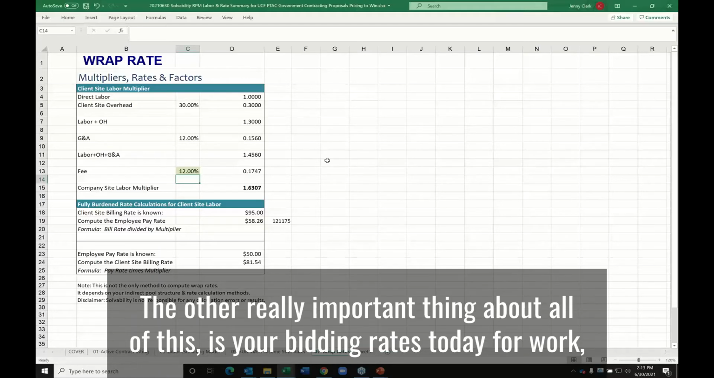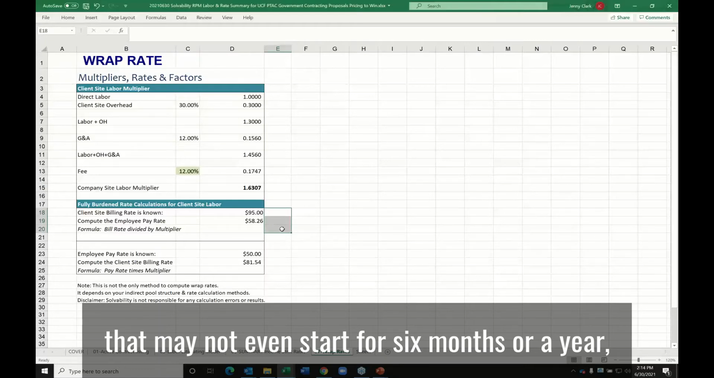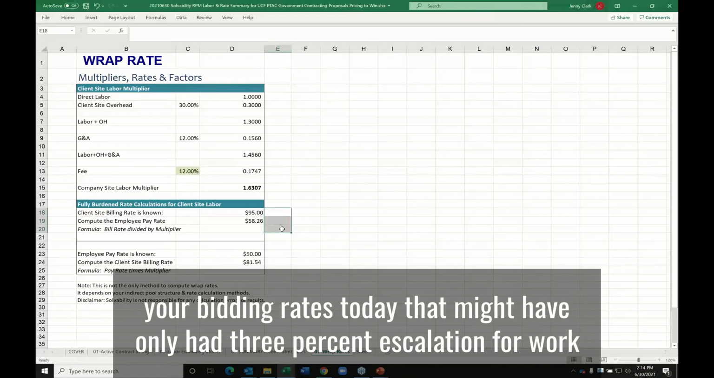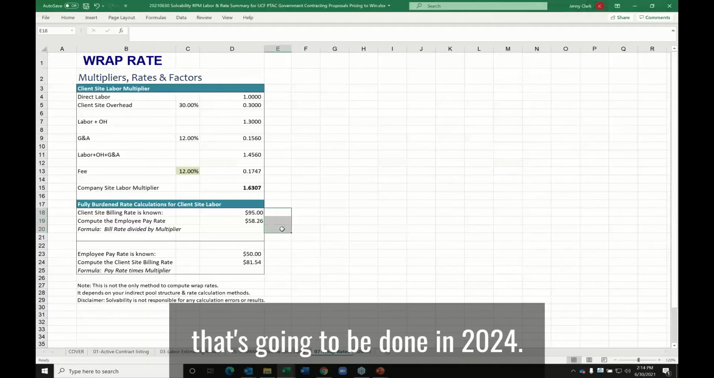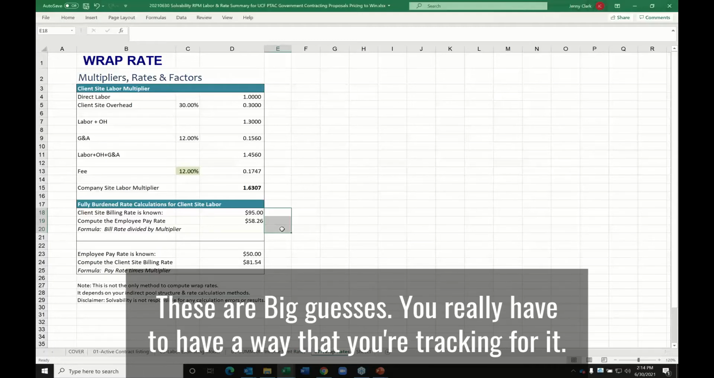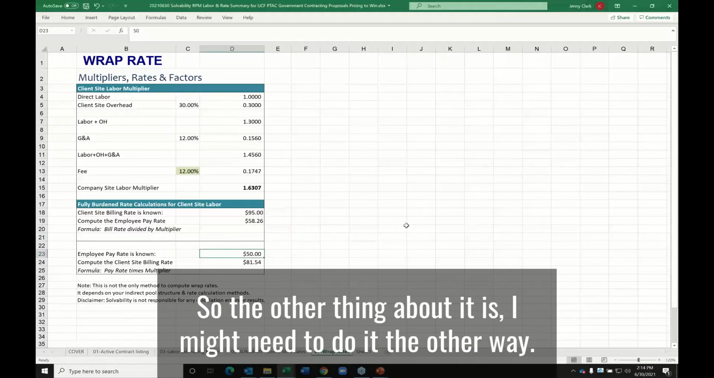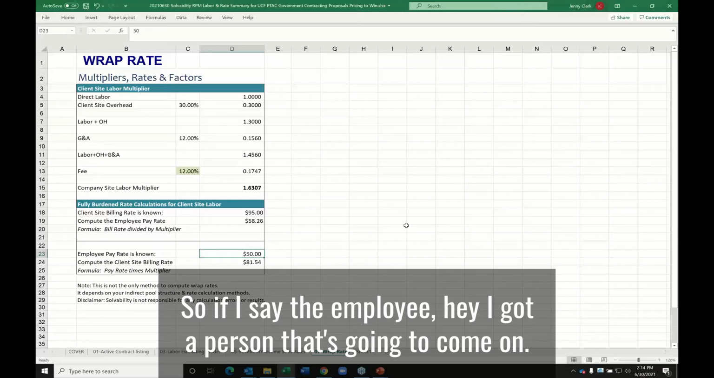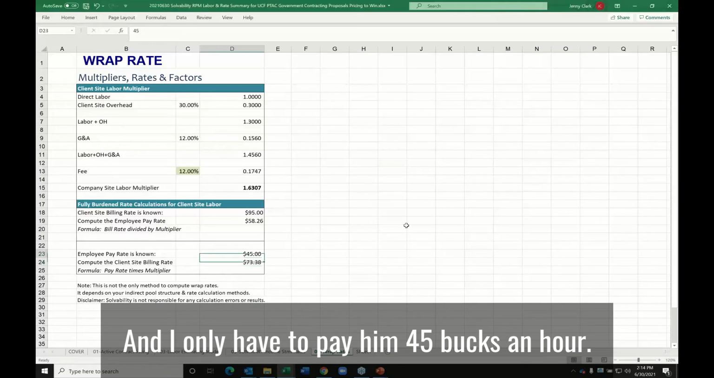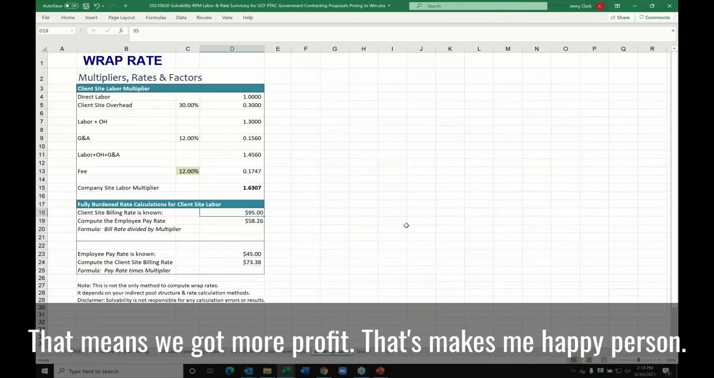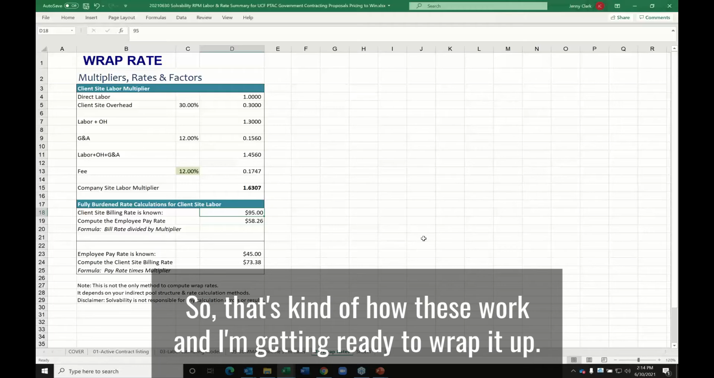The other really important thing about all of this is your bidding rates today for work that may not even start for 6 months or a year. Your bidding rates today might have only had 3% escalation for work that's going to be done in 2024. These are big guesses. So you really have to have a way that you're tracking for it. So the other thing about it is I might need to do it the other way. If I say, hey, I got a person that's going to come on and I only have to pay him 45 bucks an hour, that means we got more profit. That makes me a happy person.